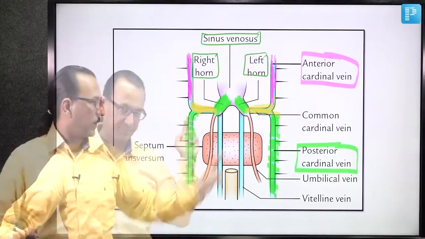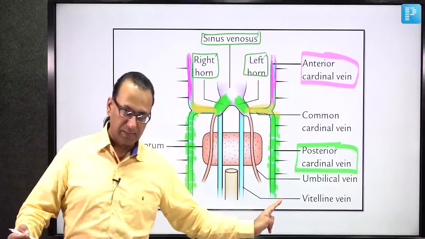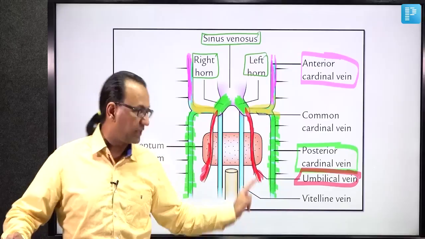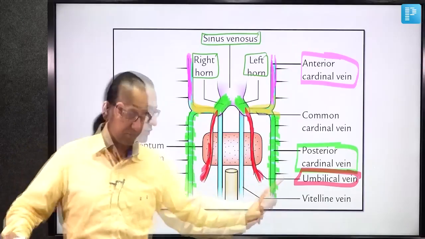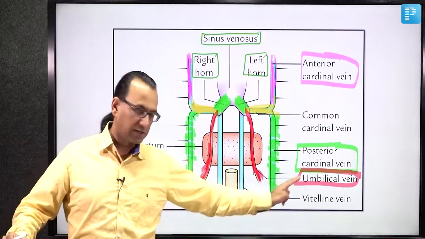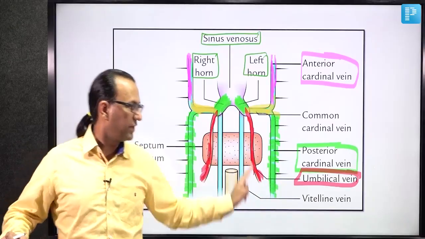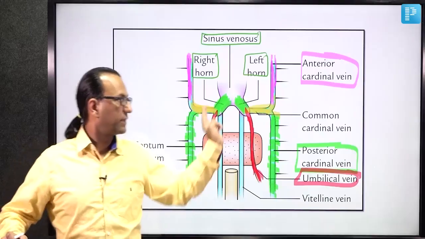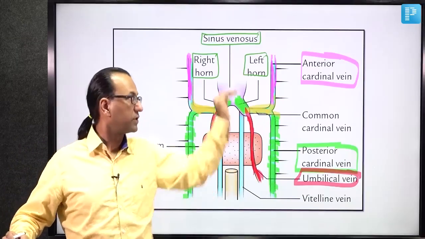We can also see the umbilical veins coming from the placenta, the right and the left umbilical veins, and in the fetal circulation, the right regresses and the left is left. So only the left umbilical vein is left, which will be degenerated in the adult and form the ligamentum teres of the liver, having no function at all. They also drain the placenta towards the right horn and left horn of the sinus venosus, towards the heart tube.